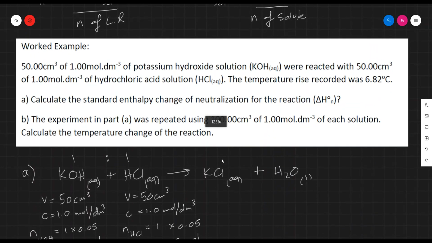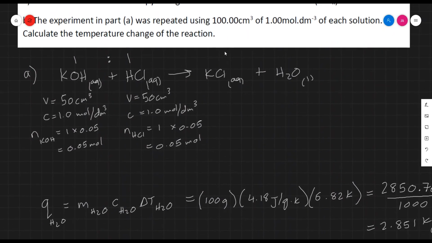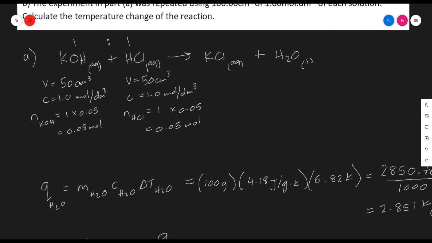I started here, as we discussed in class, by writing the chemical reaction, which is KOH reacts with hydrochloric acid to form potassium chloride plus H2O. The reaction is a 1-to-1 ratio. We used a volume of 50 centimeters cubed and 1 mole per decimeter cubed concentration for both solutions.